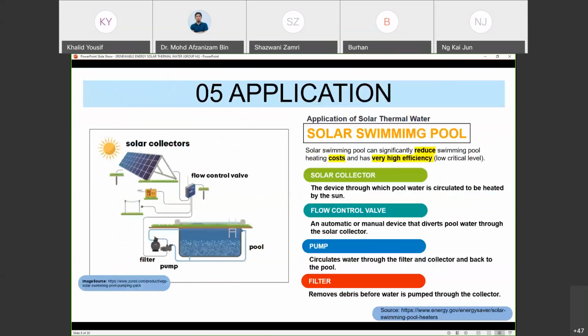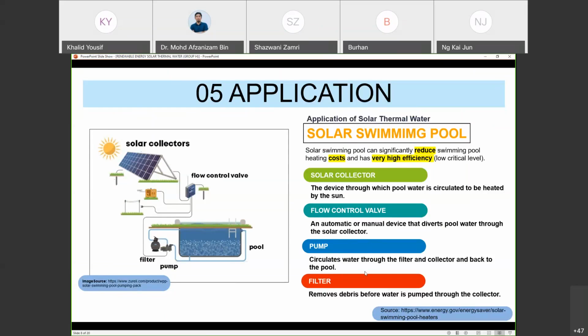The application: the solar swimming pool. A solar swimming pool can significantly reduce pool heating costs and has very high efficiency. There are four components: the solar collector, the device through which pool water is circulated to be heated by the sun; the flow control valve, an automatic or manual device that diverts pool water through the solar collector; the pump that circulates the water through the filter and collector back to the pool; and the filter that removes debris before water is pumped through the collector.